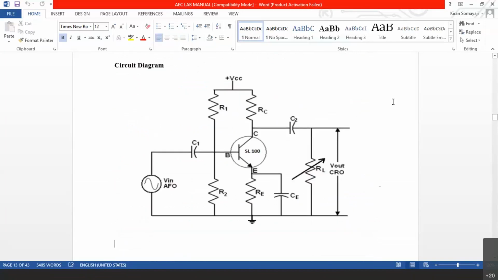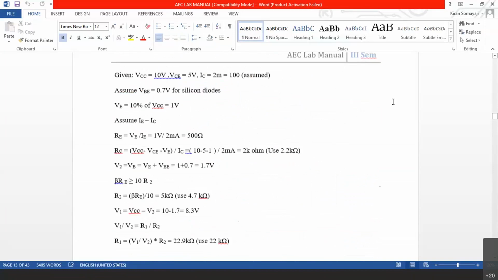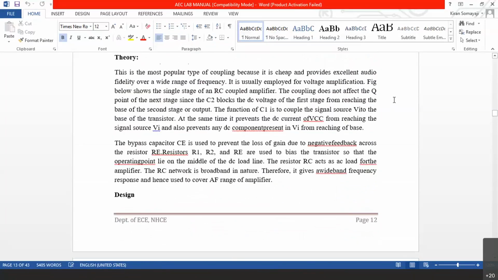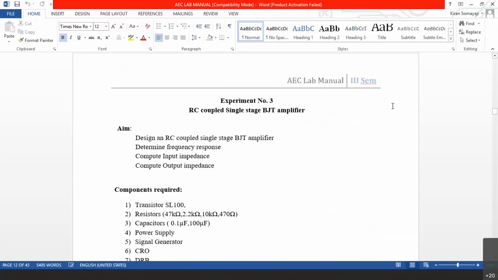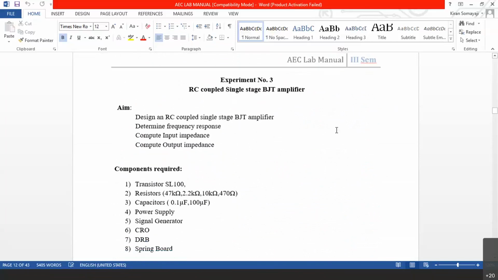Yes, this is that particular experiment. RC coupled amplifier. Already in the theory course, you have studied BJT amplifiers. Now we call it a single stage BJT amplifier. Single stage means only one transistor we use. We call it RC coupled because for biasing we have resistors and then we have capacitors for coupling.